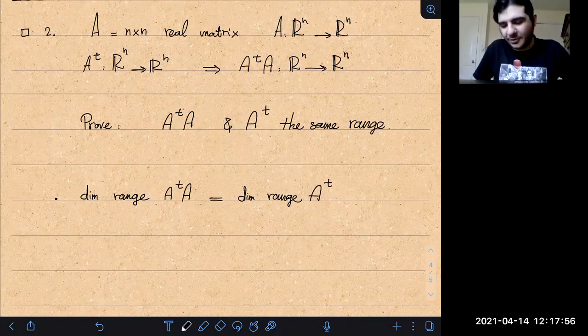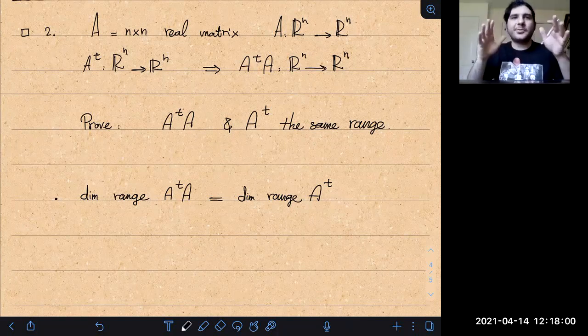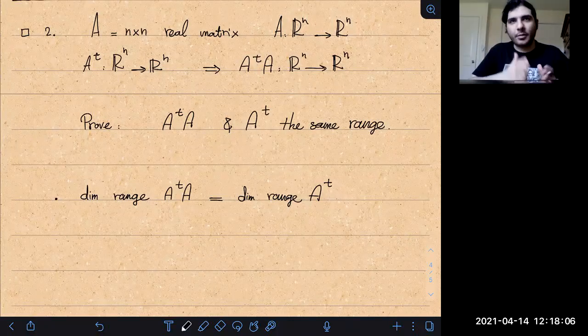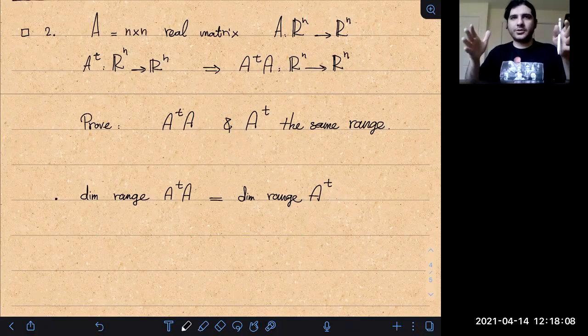Yes, thank you for understanding that. So now that makes sense. I want to show these two as linear maps from Rn to Rn have the same range.